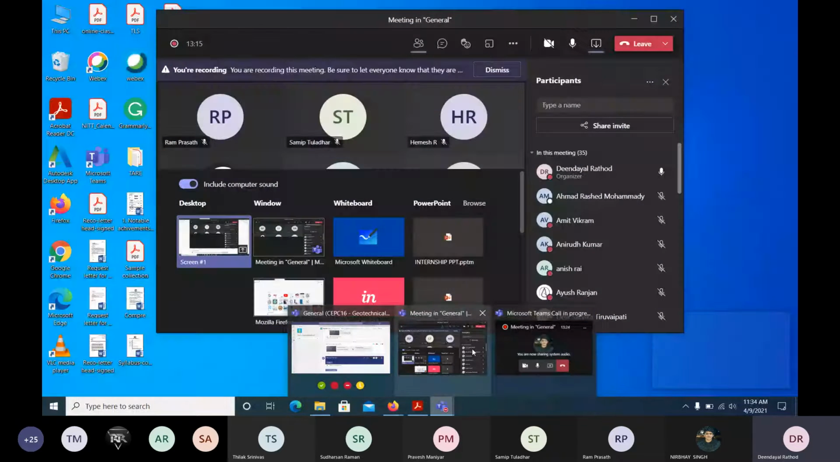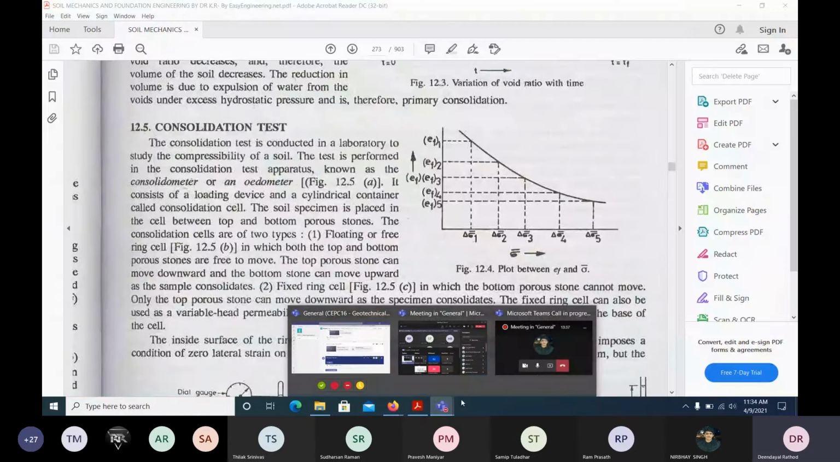So is it visible? So only 35 people have joined, okay? Is it visible?